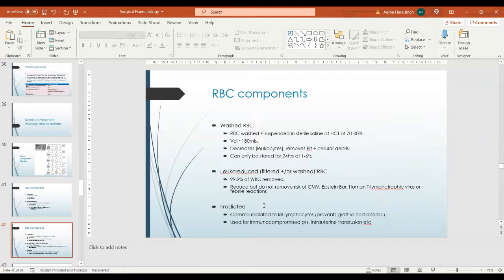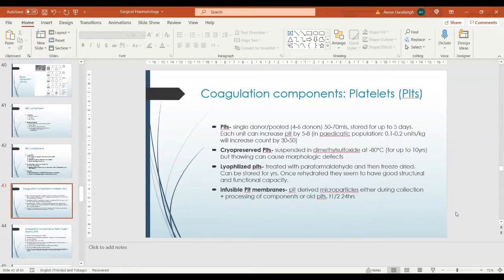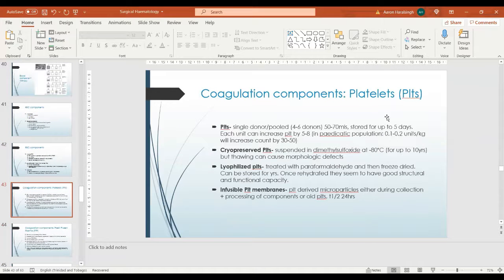Then we have irradiated red blood cells. These are gamma radiated in order to kill lymphocytes. So that helps to prevent graft-versus-host disease. And it's used for patients who are immunocompromised or who require intrauterine transfusion. And then we have the coagulation components, the first of which is platelets.